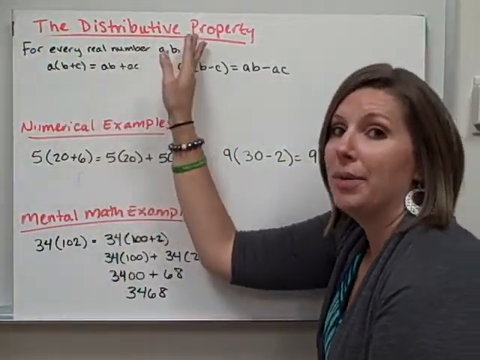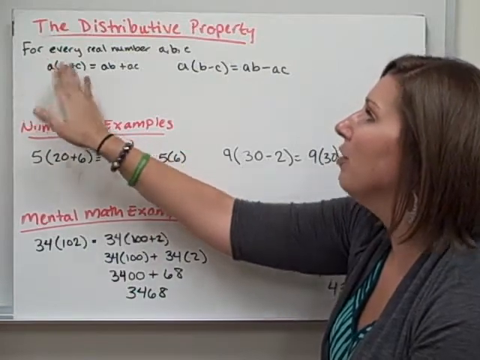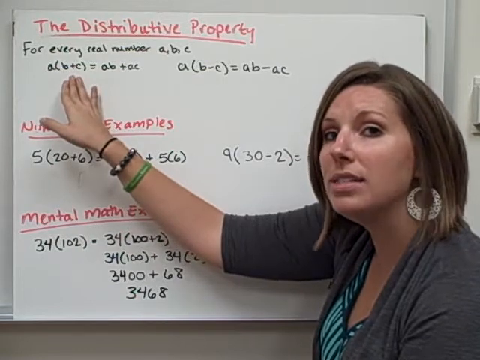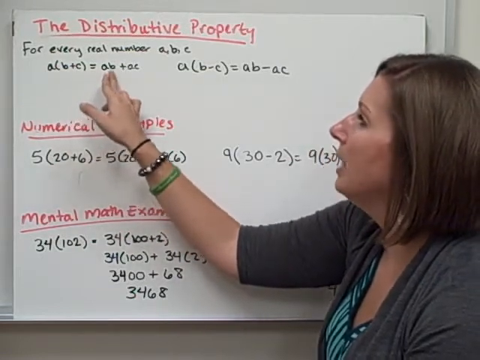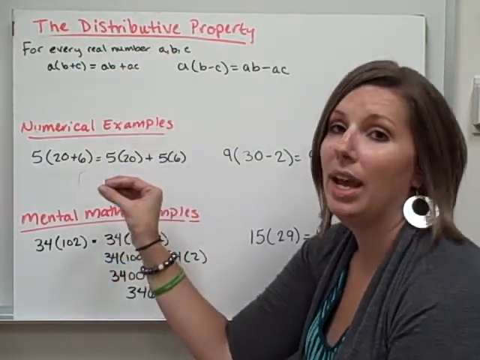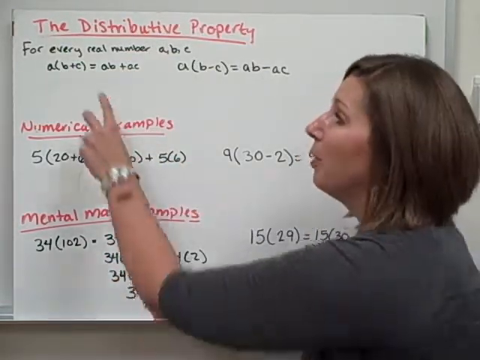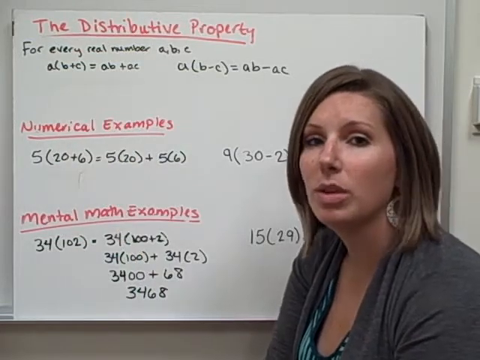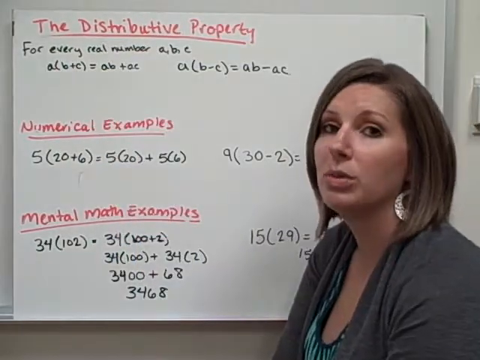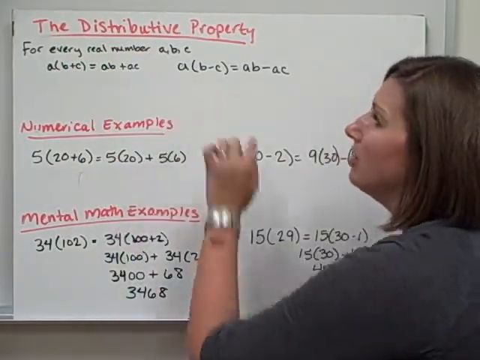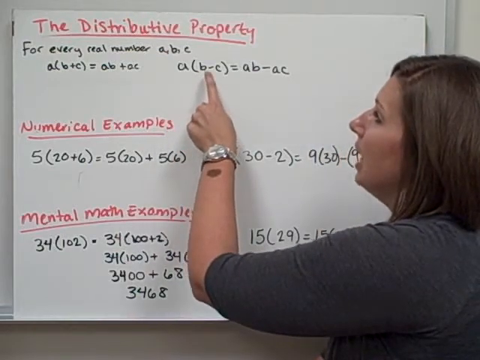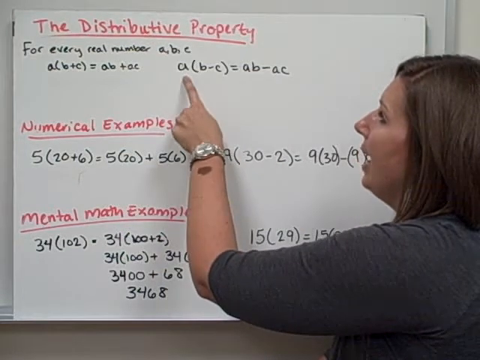The distributive property. This distributive property says for every real number a, b, and c, a times the quantity of b plus c will equal a times b plus a times c. So what that means is we're multiplying a times both items that are inside the parentheses. We're multiplying a times b and a times c. And this is what our product will look like. We can also do that with subtraction inside our parentheses. We're doing a times b minus a times c.